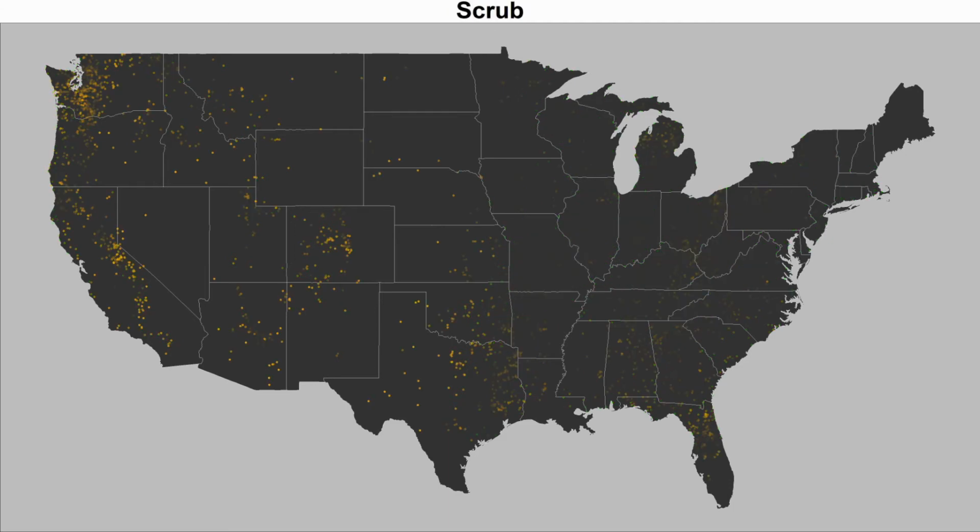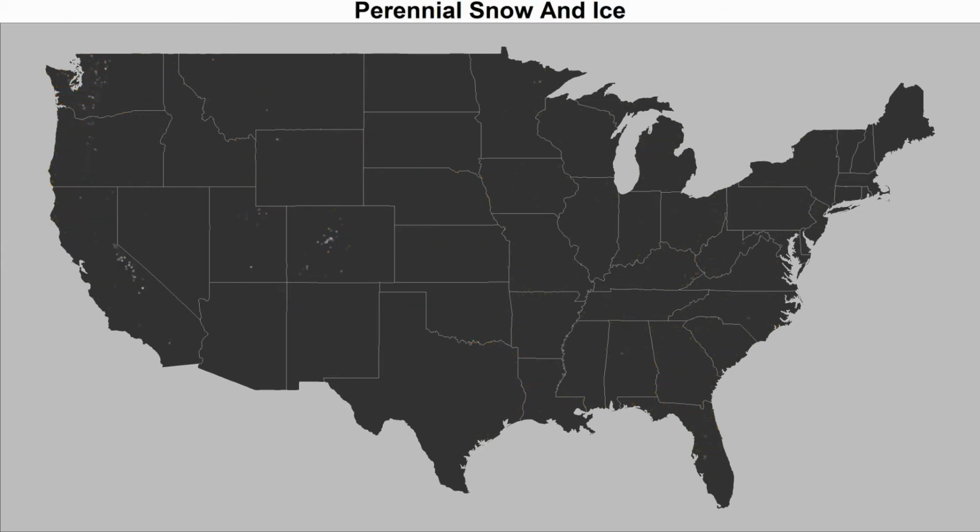Now we have scrub in orange. This is just scrubland. Not much to talk about there, I think. Okay, this is perennial snow and ice. I think this one's really interesting because you can see three of the places with the most dense Bigfoot sightings in the whole country: up in Washington, over in California, and also Colorado. The places where they have high mountain ridges, perennial snow and ice, are some of the places where you see Bigfoot a lot.